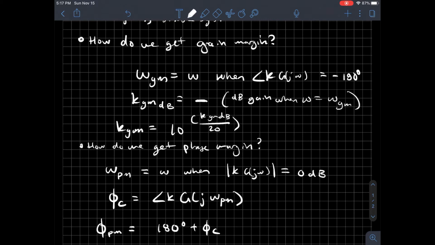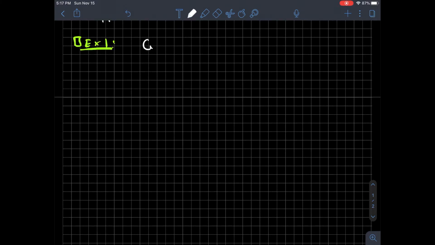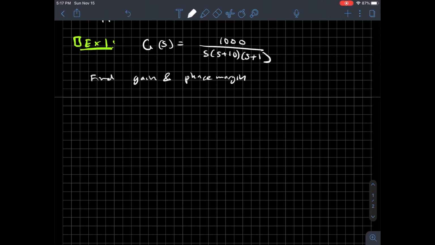So what I'd like to do is apply this to a by hand example and check it in MATLAB, and then we'll be done with this lecture. In this example, I have G of S, and it's equal to 1000 over S, S plus 10, S plus 1. And what I'd like to do is find both the gain and phase margin.